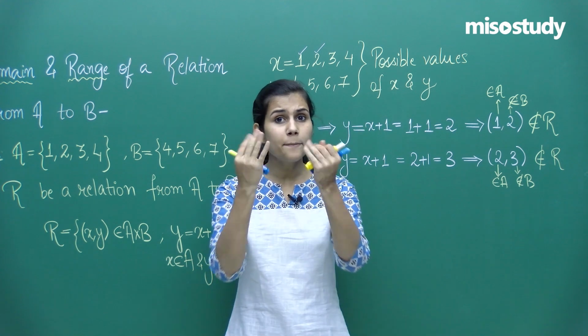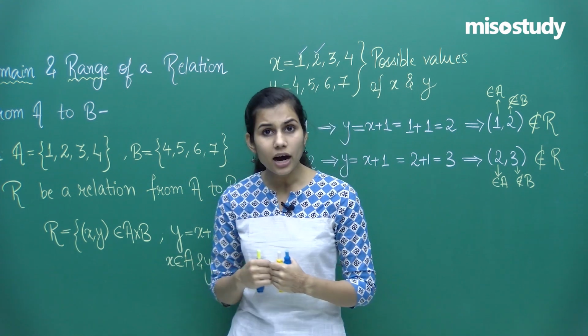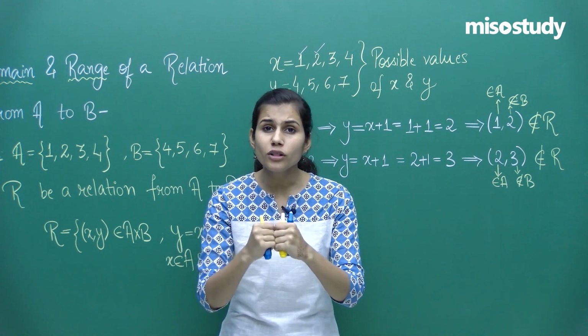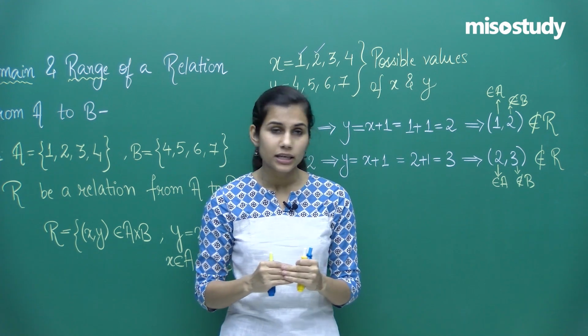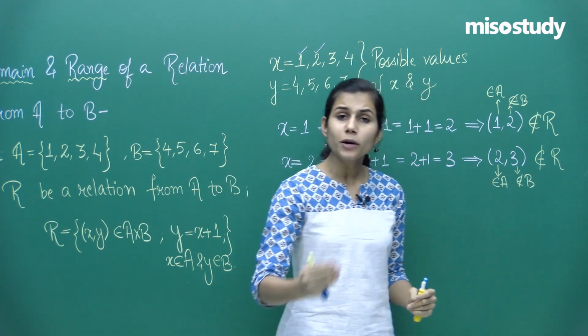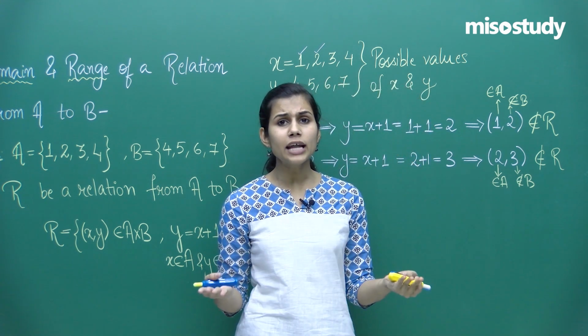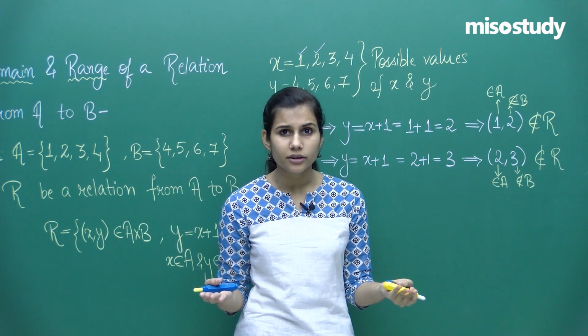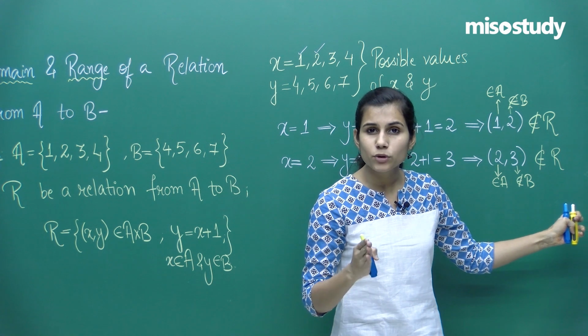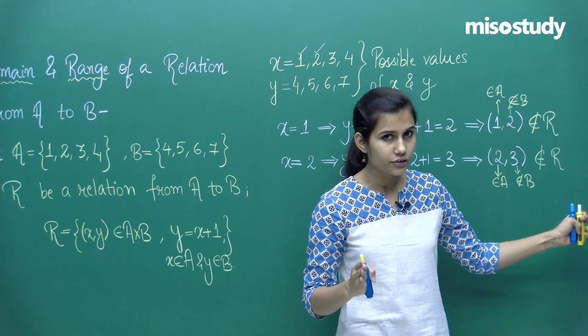And therefore, how can I borrow it and put it inside R? For borrowing members of A cross B, first of all, that member should be in A cross B. But because 3 is not belonging to B, 2, 3 cannot be a member of A cross B. So how can I borrow it and put it inside R? And that is why 2, 3 does not make its position inside the set R.